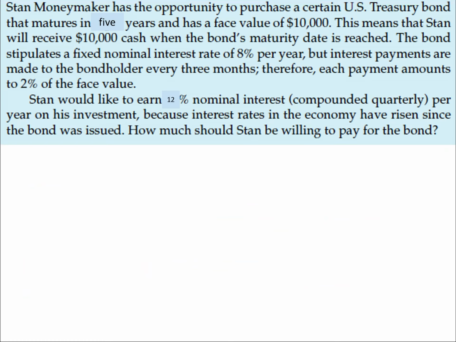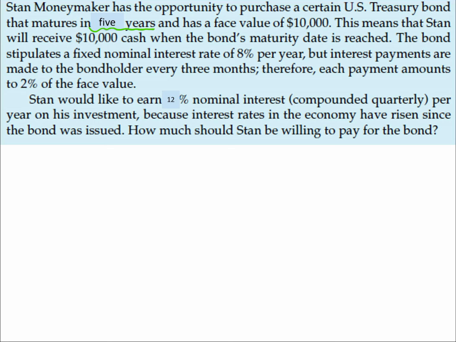Okay, makes sense? And then from here, you can use the equation directly to calculate the VN for this coupon. So now let's use it for this example. Stan Moneymaker has the opportunity to purchase a certain US Treasury bond, and the bond is going to mature in 5 years.